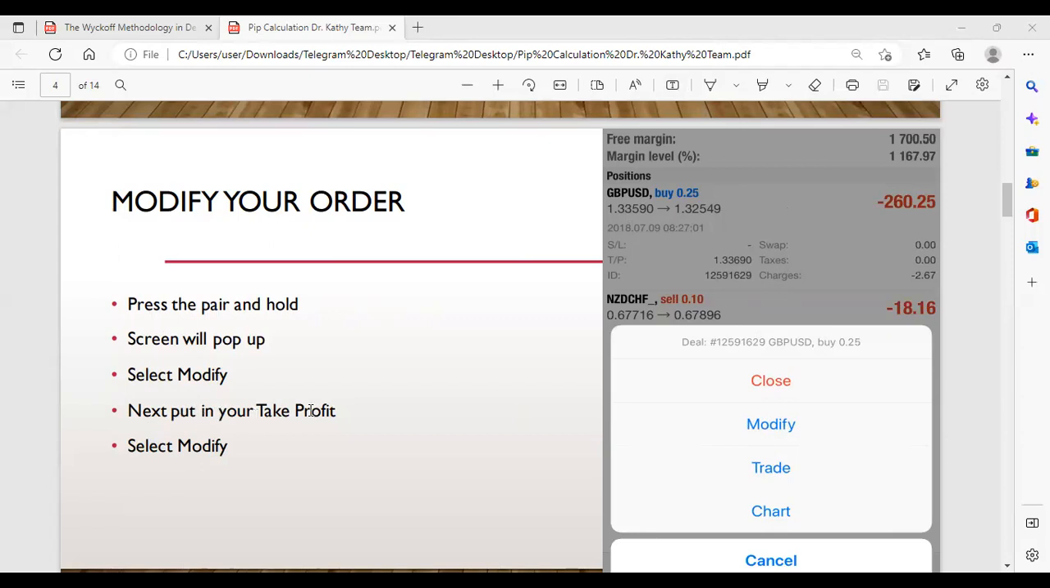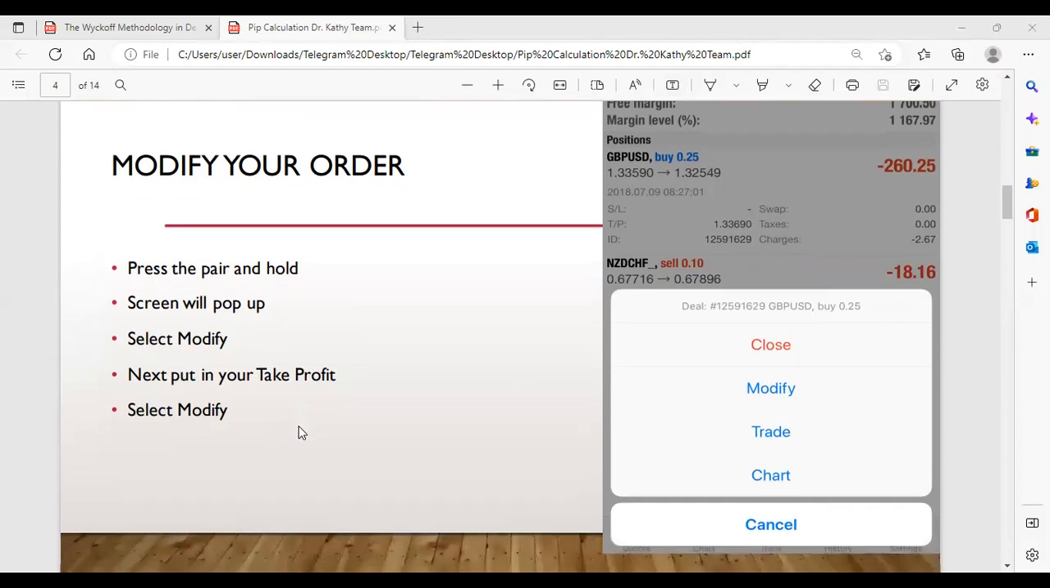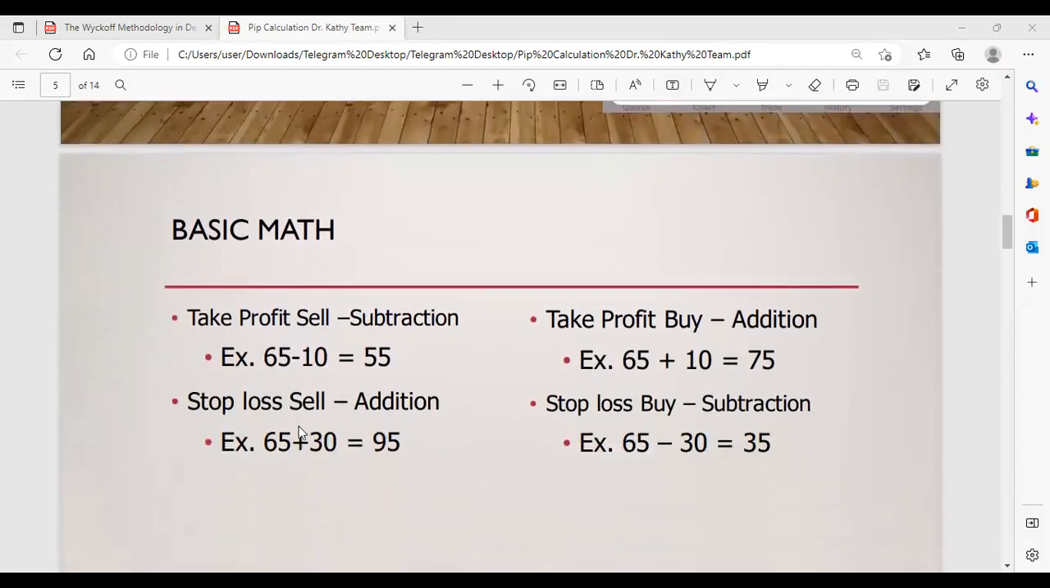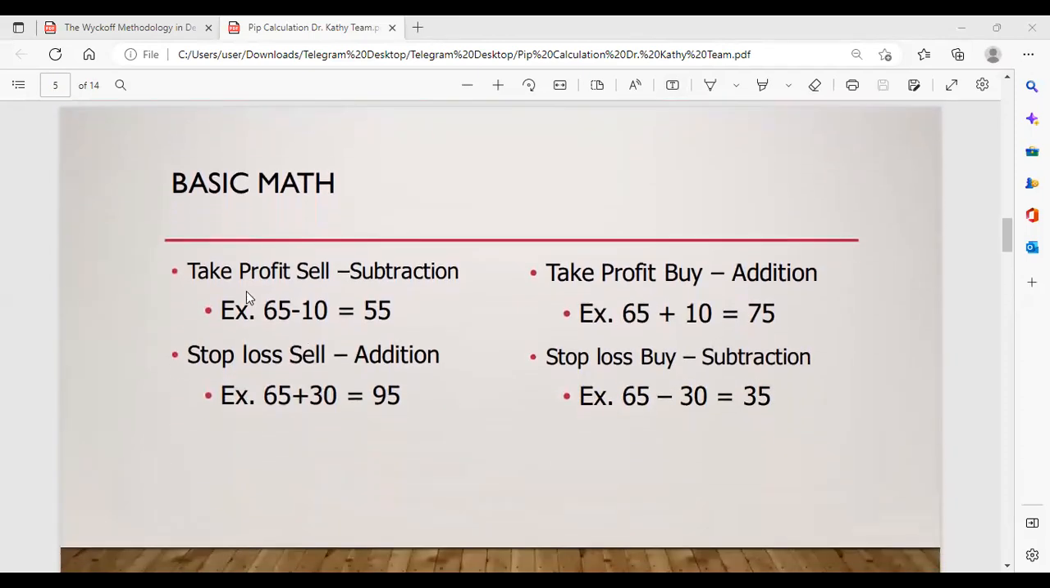Let's put in your take profit. We're going to show you take profit subtraction. For example, if your entry is 65, minus 10 gives you 55. That's the take profit for a sell.